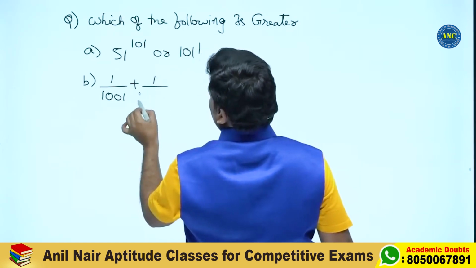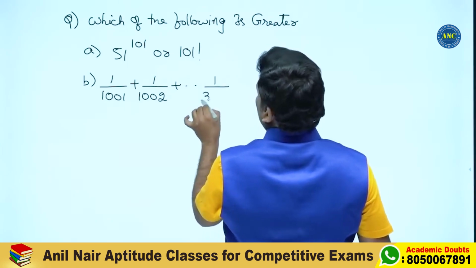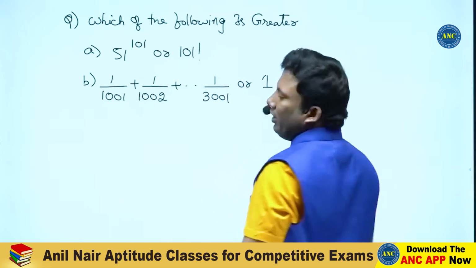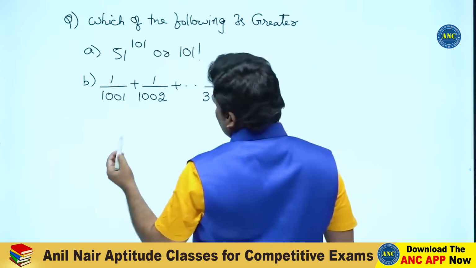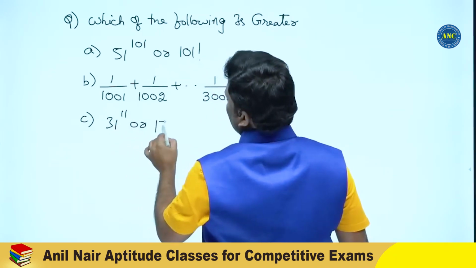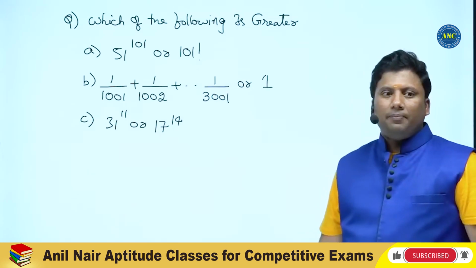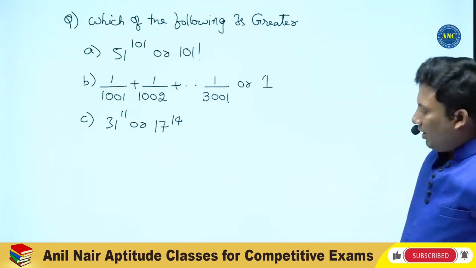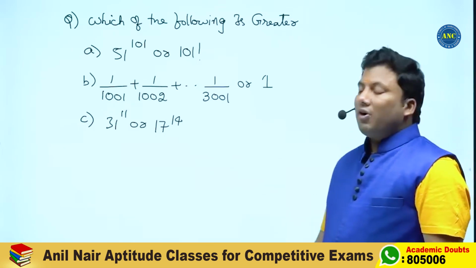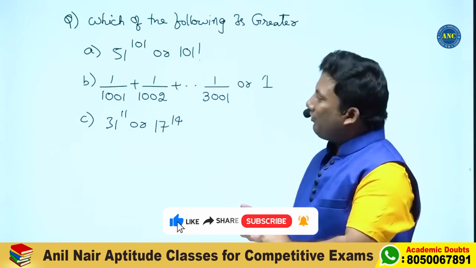1 by 1001 plus 1 by 1002 and so on up to 1 by 3001, or 1. Which of the following is greater? Third question, it is a miscellaneous question which I discussed in the enrolled class. 31 power 11 or 17 power 14. Listen carefully, sir. Which of the following is greater? 51 power 101 or 101 factorial?